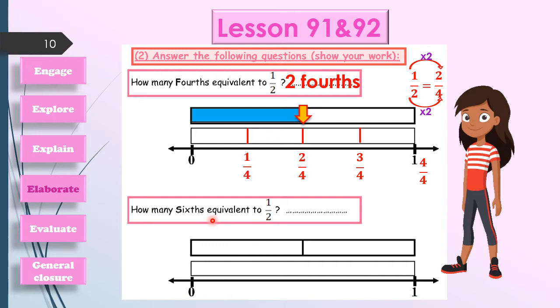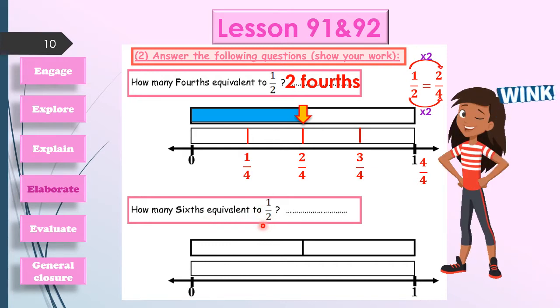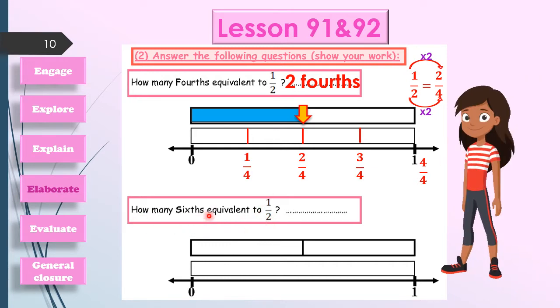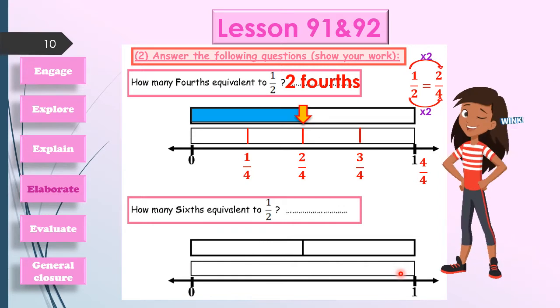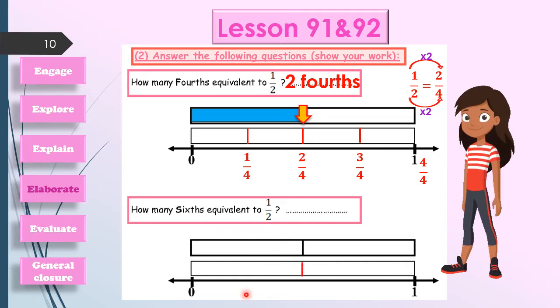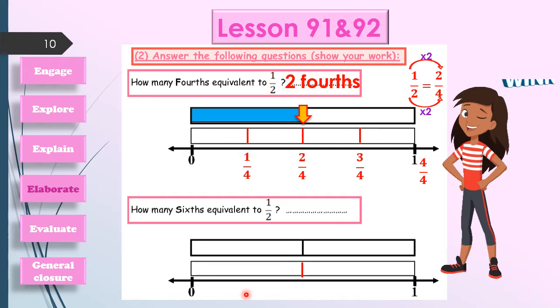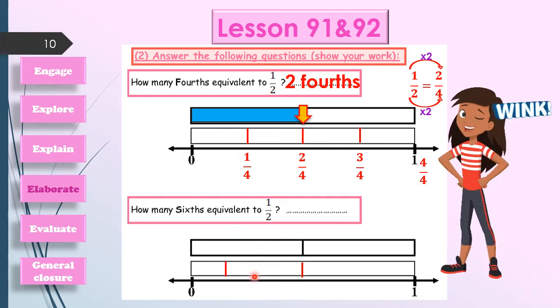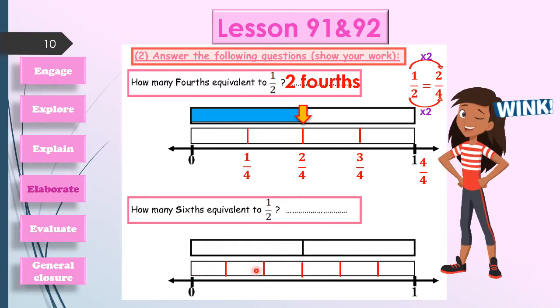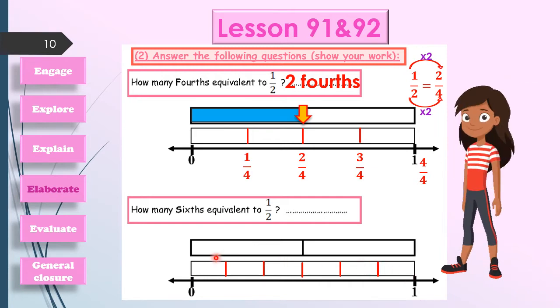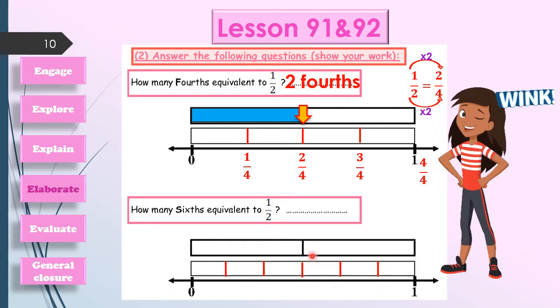How many sixths are equivalent to half? Let's divide our fraction strip into 6 equal parts, like this. Starting from half, divide each part into 3 equal parts, like this. Then I have, yes, 6 equal parts. By drawing how many dashes? 5 dashes only to have 6 equal parts.